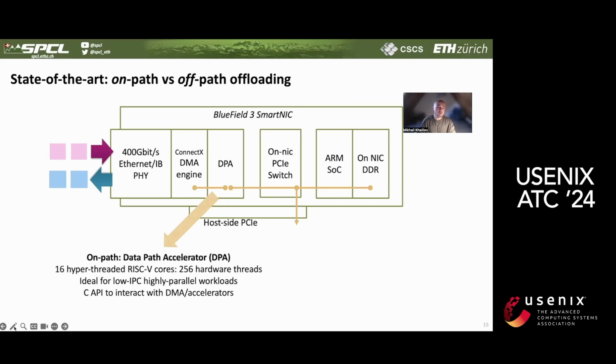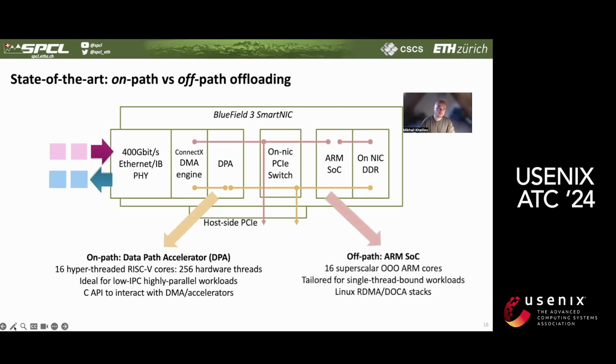On-path cores such as DPA directly interface with the NIC DMA engine. And the idea behind the on-path processing is to enable the workloads that exhibit a high degree of data movement and packet parallelism, such as RPC processing or MPI collectives. The on-path processing substrate constitutes tens to hundreds of energy-efficient processing cores tailored for low IPC data movement. And these cores are typically programmed with a custom low-level C API.